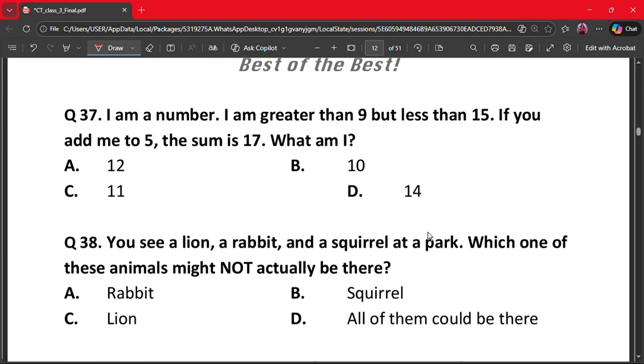Next question. Question number 37. I am a number. I am greater than 9 but less than 15. If you add me to 5, the sum is 17. What am I? A. 12, B. 10, C. 11 and D. 14. The correct answer is option A. 12. If you add 5 to 12, it's 17.